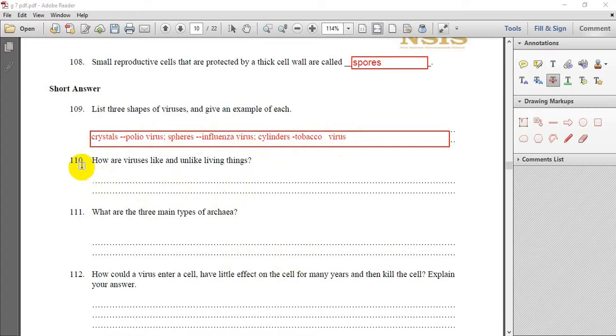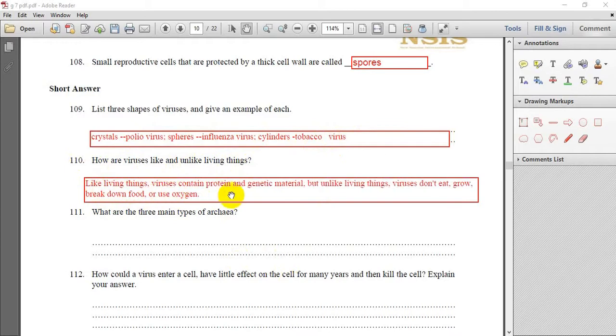Question 110. How are viruses like and unlike living things? How a virus is like living things: viruses contain protein and genetic material. They have DNA or RNA like living things. But unlike living things, viruses do not eat, do not grow, and do not break down food or use oxygen. Also, we can add that viruses are like living things because they reproduce. Question 111. What are the three main types of archaea? We have three main types of archaea: heat lovers, salt lovers, and methane makers.